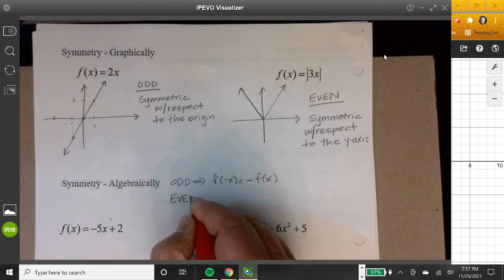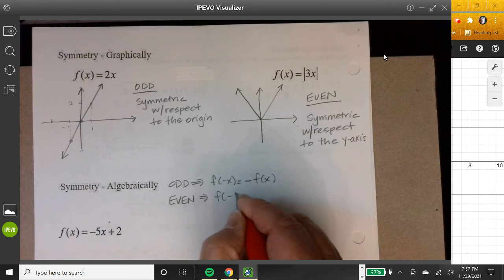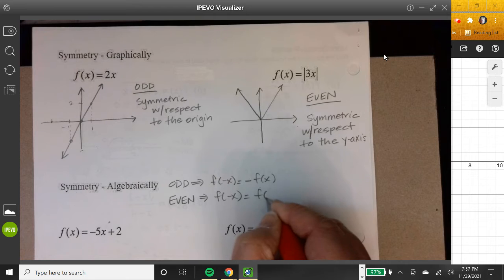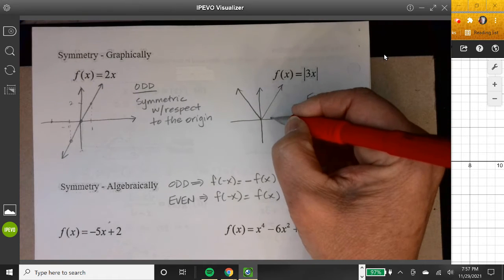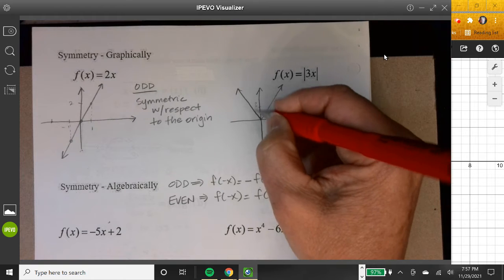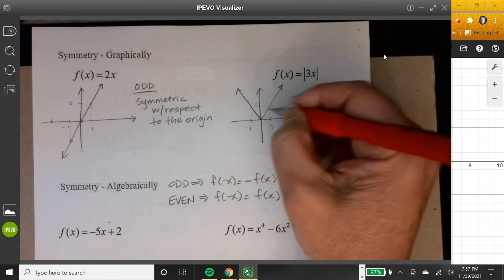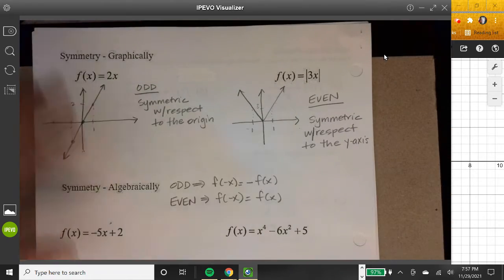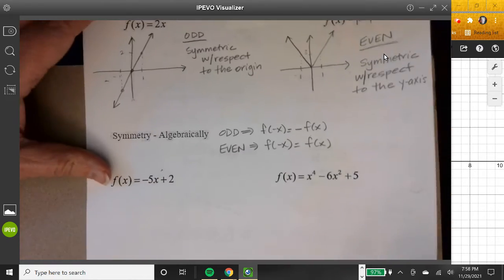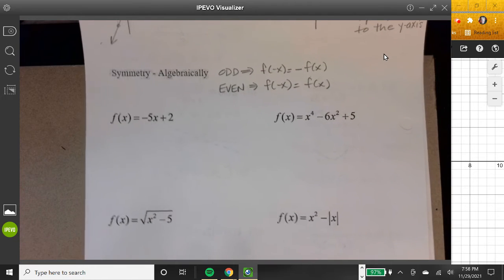For even functions, when you plug in negative x to f of x, you get the same y value out. So if I were to plug in 1 here, I get 3. If I plug in the opposite of 1, which is negative 1, I get 3. So you get the same y value. That's even. So let's do some algebraic proof of symmetry.